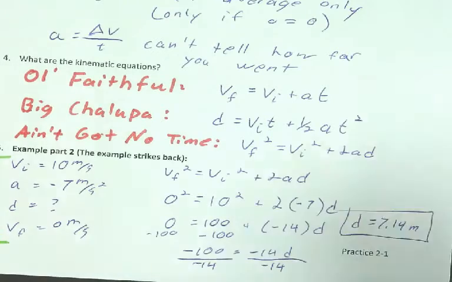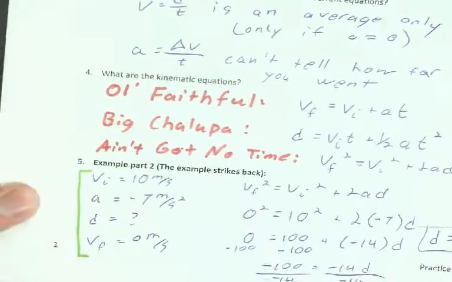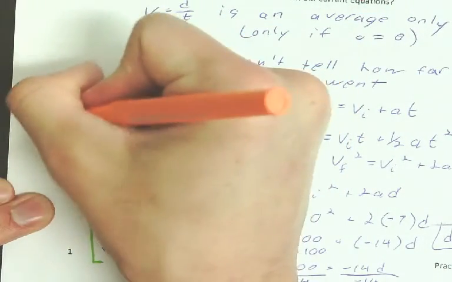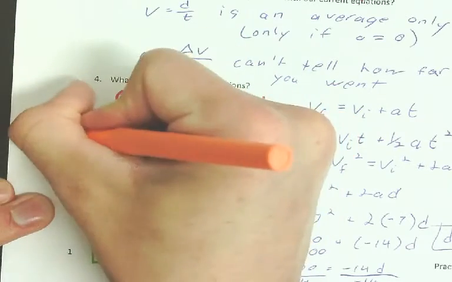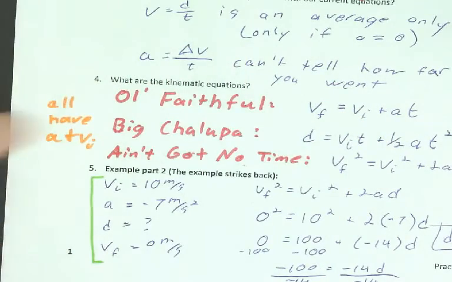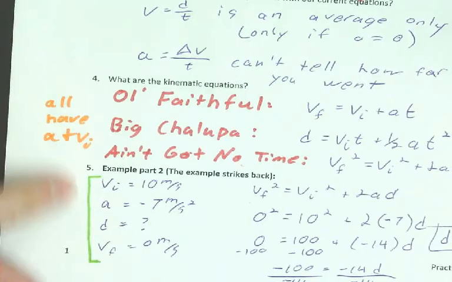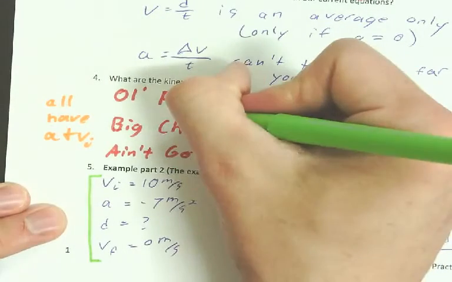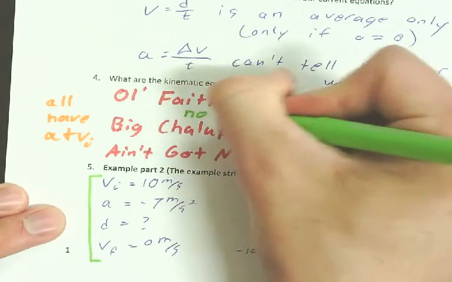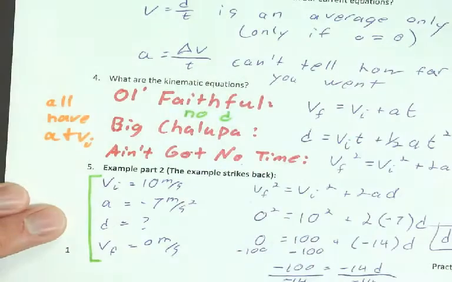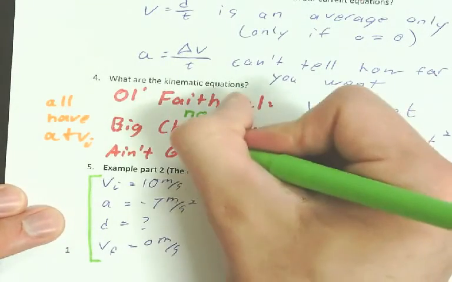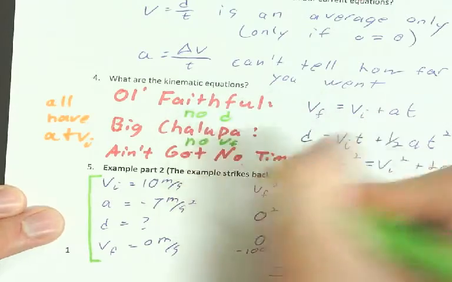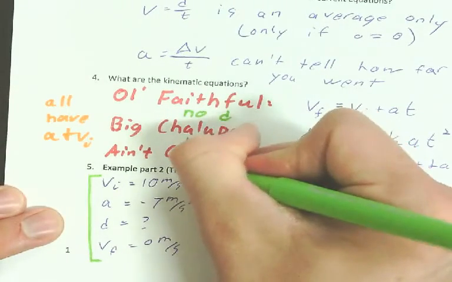Let me point out one last thing that might help you in trying to figure out what's going on. So figure out, first of all, every single one of these equations have A and VI. All three of these equations, Old Faithful, Big Chalupa, Ain't Got No Time, all three of them have A and VI in every single part. However, each of them is missing something. So Old Faithful is missing D. Big Chalupa is missing VF. And Ain't Got No Time is missing time.